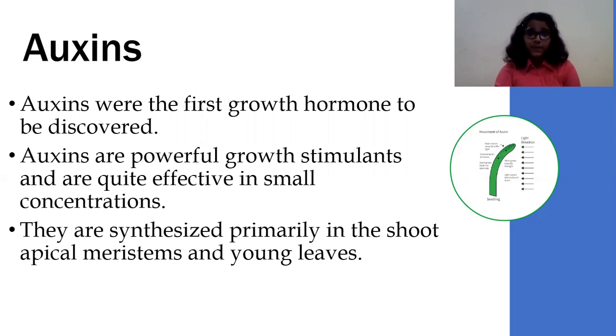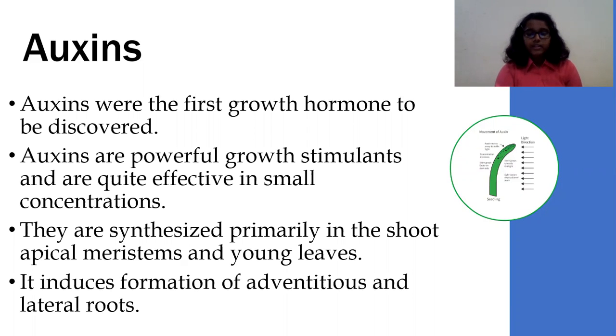They are synthesized primarily in the shoot apical meristems and young leaves. Actually, in higher plants, they are present in more concentrations in the actively growing regions of the plant, which is the shoot tip and the root tip. It induces the formation of adventitious as well as lateral roots.